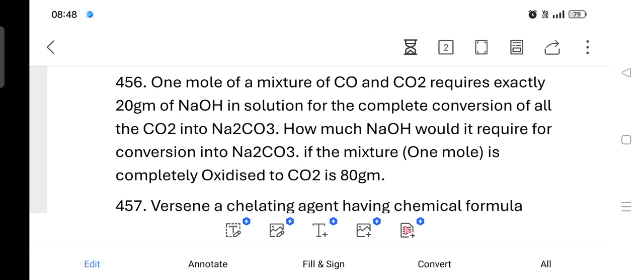1 mole of a mixture of CO and CO2 requires exactly 20 grams of NaOH in solution for the complete conversion of all the CO2 into Na2CO3. How much NaOH would it require for conversion into Na2CO3 if the 1 mole mixture is completely oxidized to CO2? The answer is 80 gram.